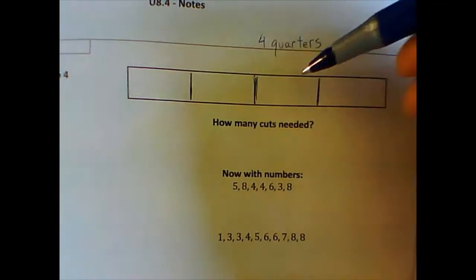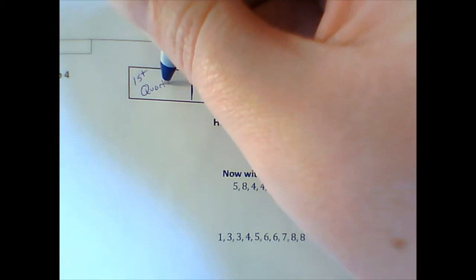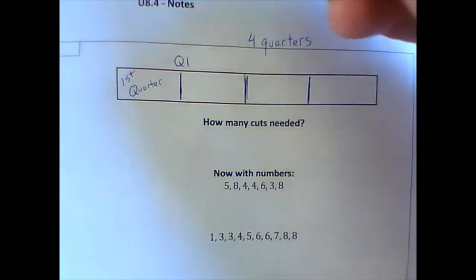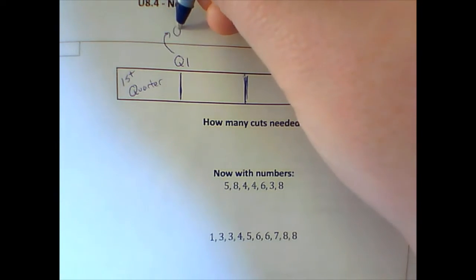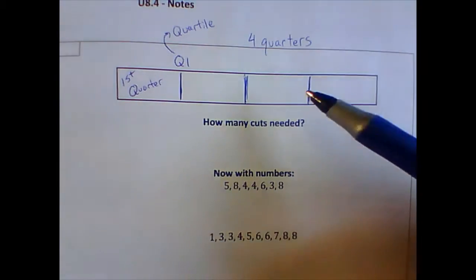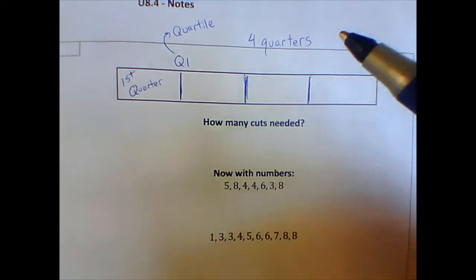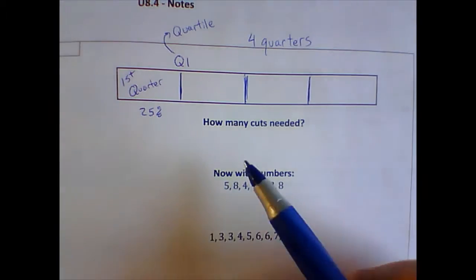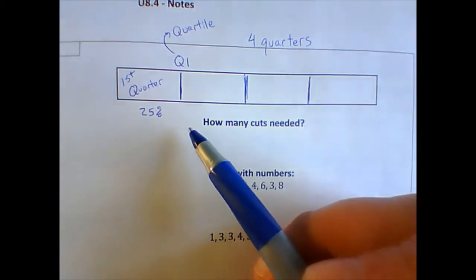Okay, this first group, this would be the first quarter of the rectangle. And then the line that separates it from its buddy is Q1. And that Q stands for a fancy word called quartile. All a quartile is, is a fancy word for the line in between the 2 quarters. Now that quarter, that's 25% of the rectangle. So think again, a quarter is 25 cents of a dollar, 25% of the rectangle.